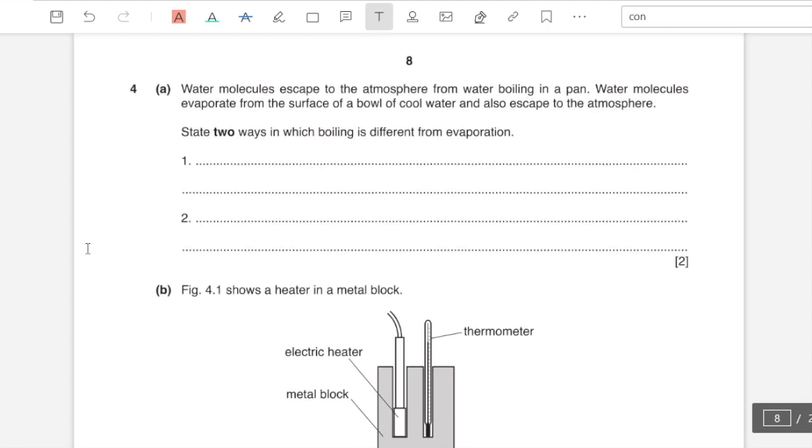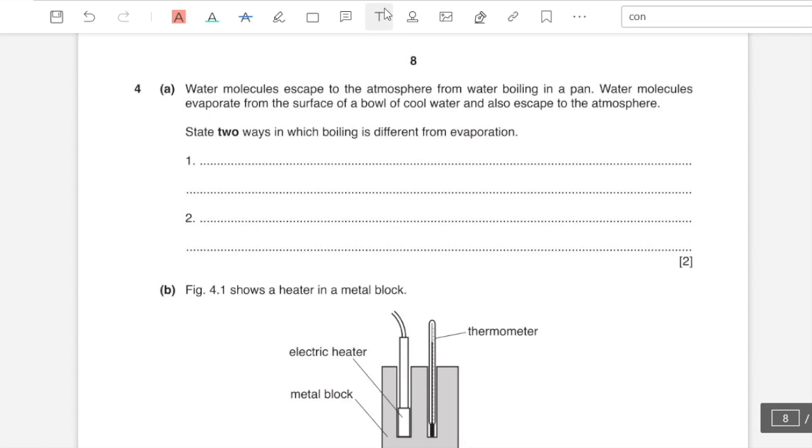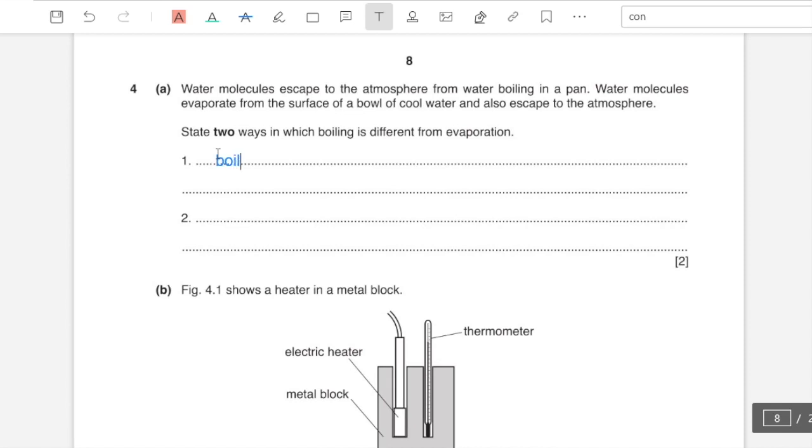Question number 4. A. Water molecules escape to the atmosphere from water boiling in a pan. Water molecules evaporate from the surface of a bowl of cool water and also escape to the atmosphere. State two ways in which boiling is different from evaporation. Alright, so here we have boiling occurs throughout the liquid. And it occurs at a fixed temperature.